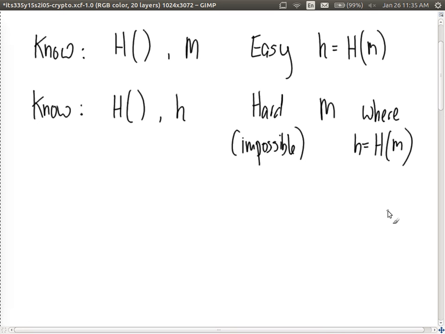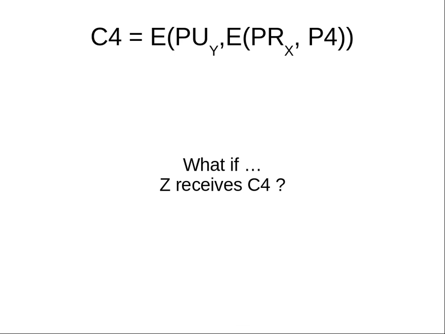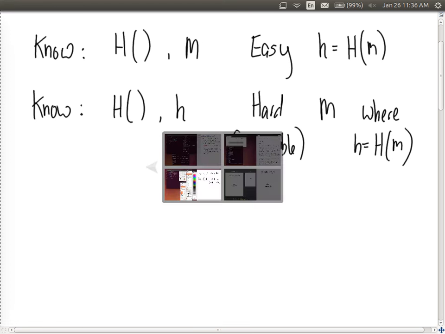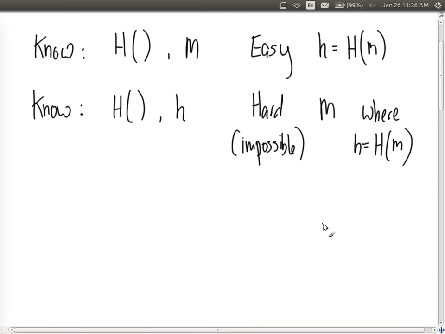Let me show you an output of a hash function. You want to copy that down? A little bit faster. Okay.